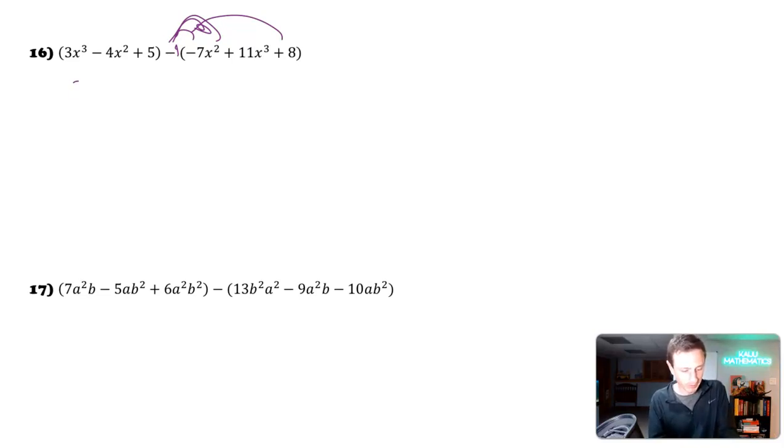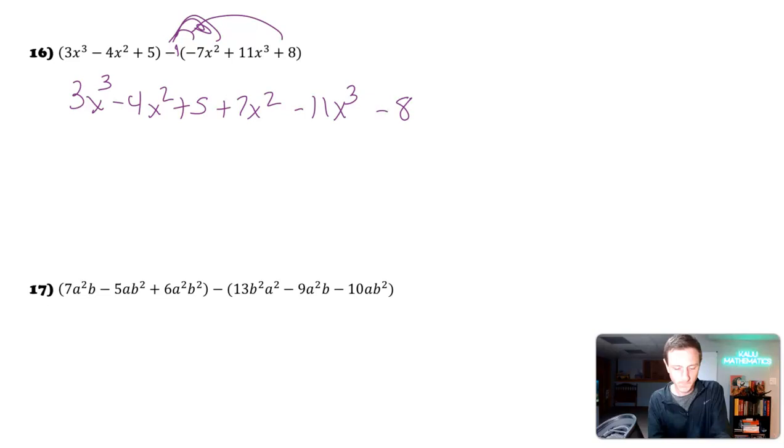But I'm going to rewrite the first polynomial, 3x to the third minus 4x squared plus 5. Negative 1 times negative 7x squared is going to be positive 7x squared. Negative 1 times 11 is negative 11x to the third. Negative 1 times 8 is negative 8.